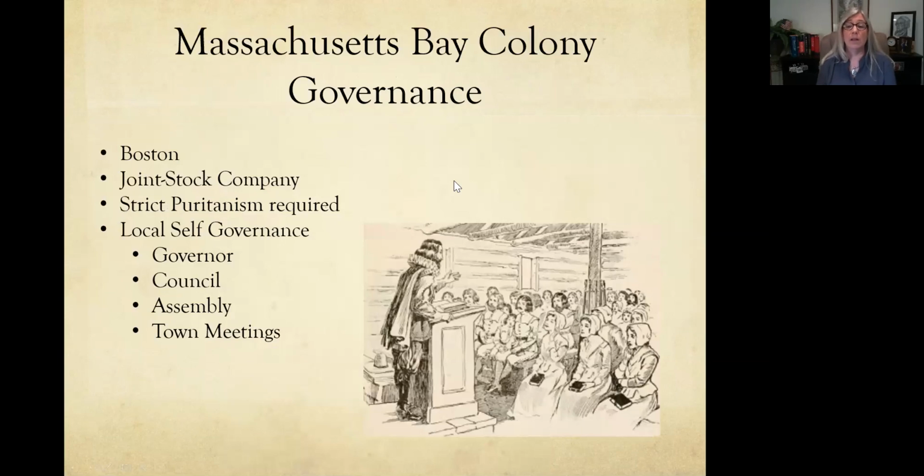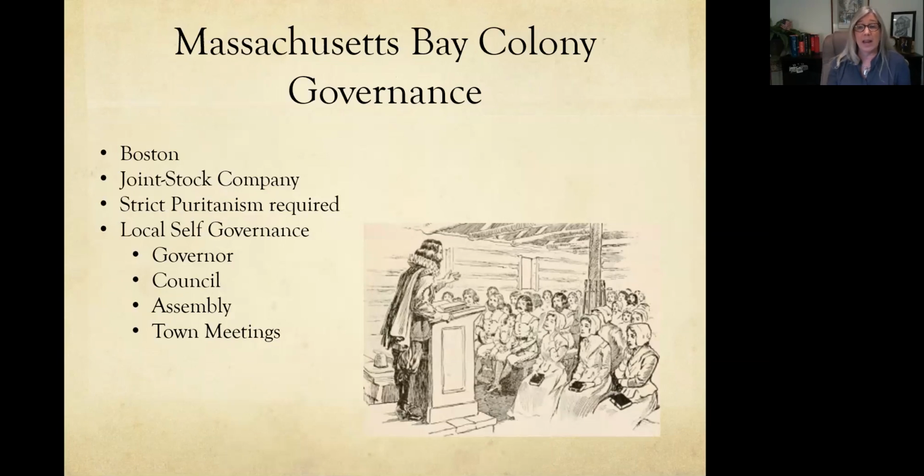How they govern their colonies. So again, their government was tied into their religion. And Boston was the seat of Massachusetts Bay Colony. They became a place of great merchant trade there in Boston. They had a joint stock company, Massachusetts Bay Company. It had investors. So again, they were going to make money there, but this was all about the example, the religious example. So being a good Puritan was required.